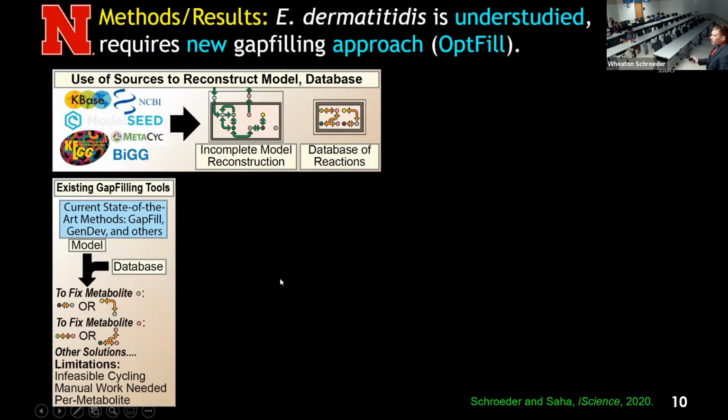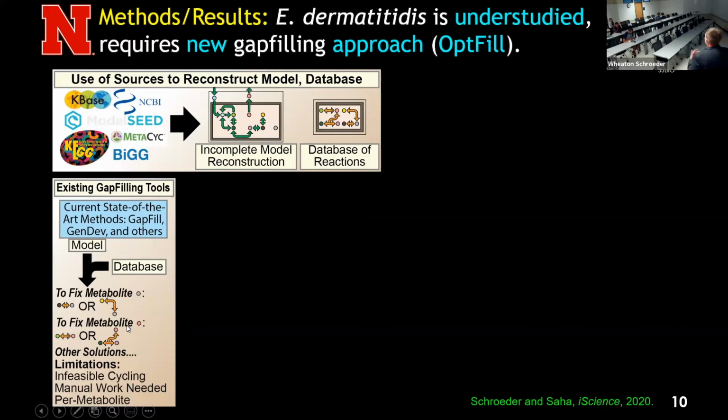So this meant that we had to go to a gap filling technique. The traditional gap filling technique is to consult these same databases that we did before. Once we have built our incomplete model reconstruction, we will define a database of reactions that we think can solve these gaps. Then we could apply state-of-the-art gap filling techniques like GapFill and GenDev using this model and database to get a per metabolite solution to these particular issues. So for fixing metabolite A, we might have reactions A or B that need to be added.